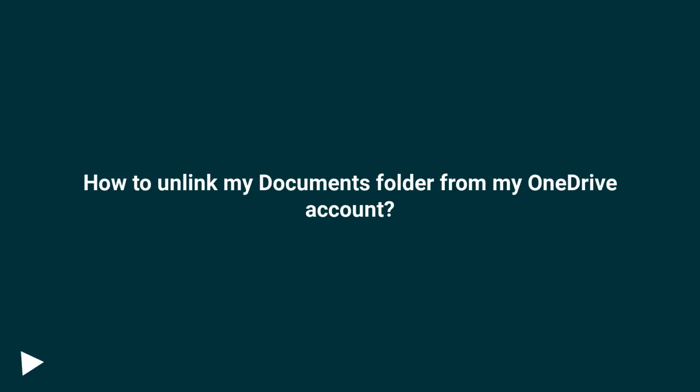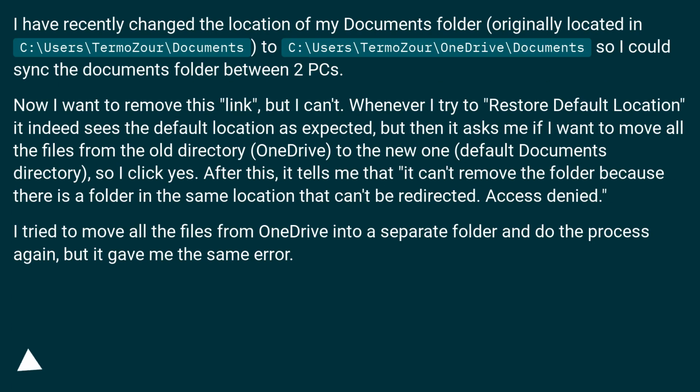How to unlink my documents folder from my OneDrive account. I have recently changed the location of my documents folder, originally located in /users/temo/documents, to /users/temo/OneDrive/documents, so I could sync the documents folder between two pieces. Now I want to remove this link, but I can't.